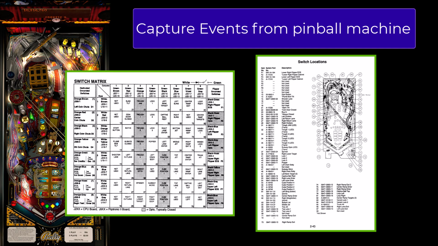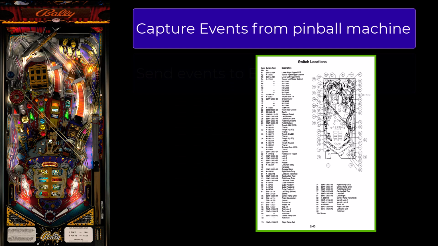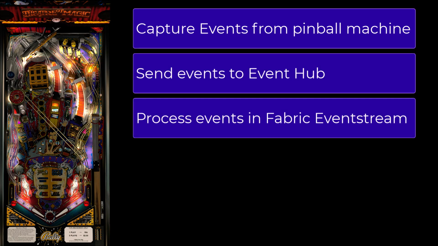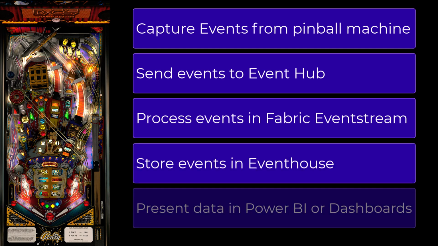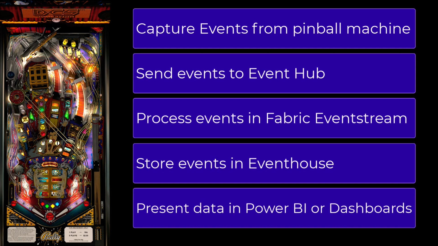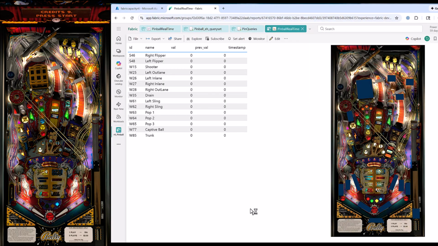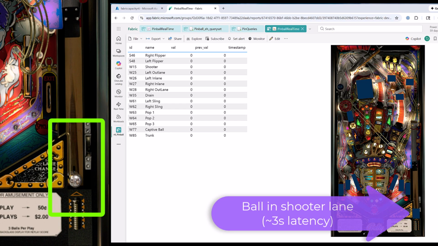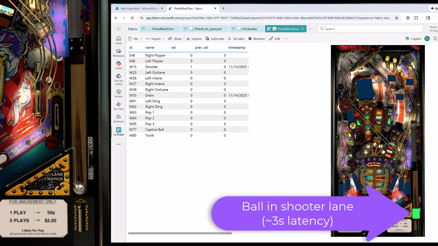We'll reference a service manual for switches like the shooter lane and other details, send those events to an event hub, process them in an event stream, store them in an eventhouse or KQL database, and then ultimately present them in a report. I wrote a simple C# app to send the events to the stream and ultimately into the eventhouse. If we start a game, we can see that we have about a 3-second latency for this to be reflected on our report.